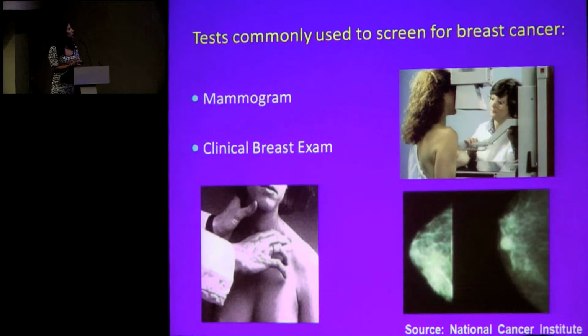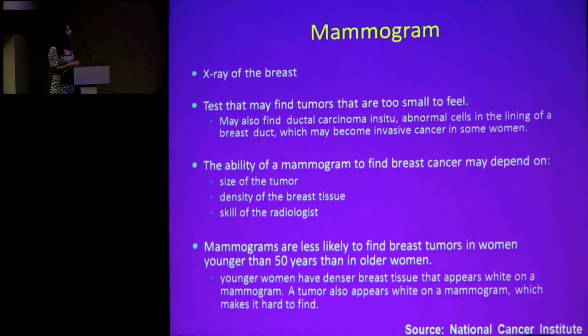So basically there are 2 tests commonly used for screening for breast cancer at this point, the mammogram and the clinical breast exam. The mammogram is basically an X-ray of the breast, a test that may find tumors that are too small to feel. The ability of a mammogram to find breast cancer may depend on different factors such as the size of the tumor, the density of the breast tissue, and the skill of the radiologist.